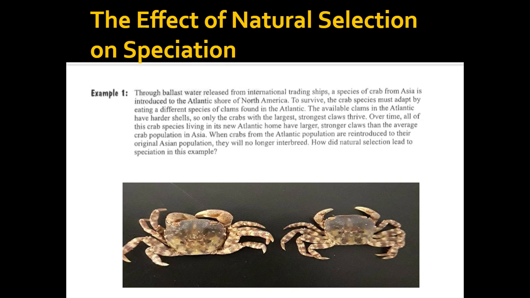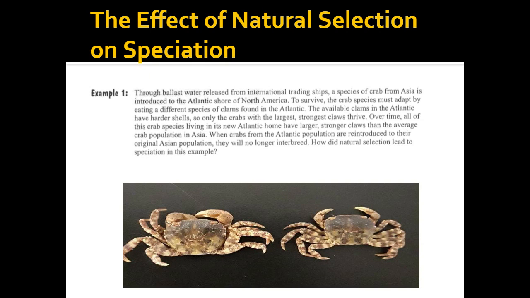crab population in Asia. When crabs from the Atlantic population are reintroduced to their original Asian population, they will no longer interbreed. So how did natural selection lead to speciation in this example? Obviously, it caused a difference in the claw size, so much to the extent that they no longer recognize each other as the same species and will not breed together.